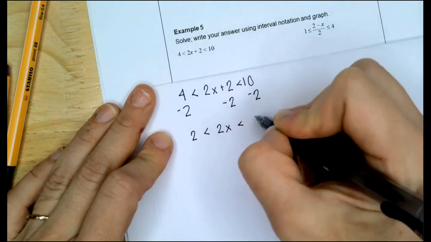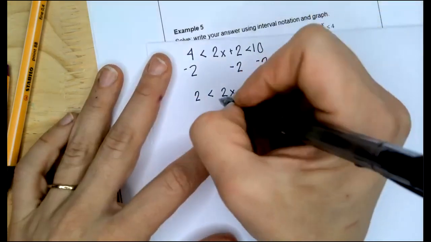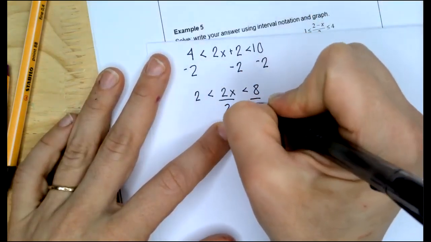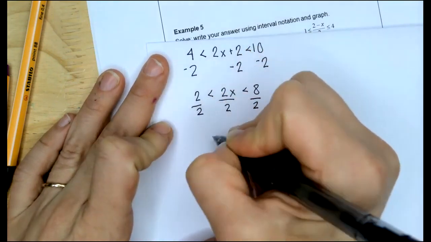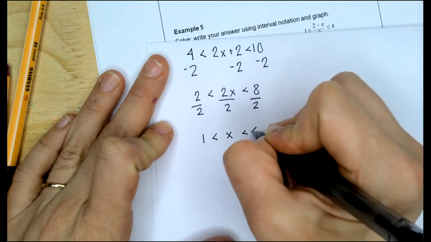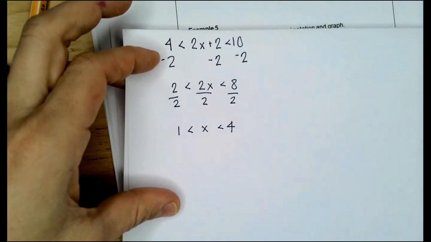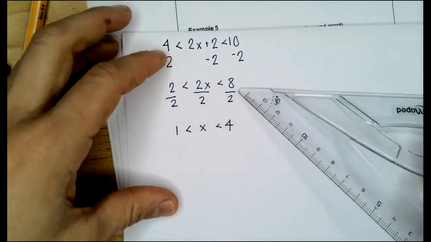2x, 8. Good. Divide by 2, divide by 2, divide by 2, and I get 1 is less than x is less than 4. Good.